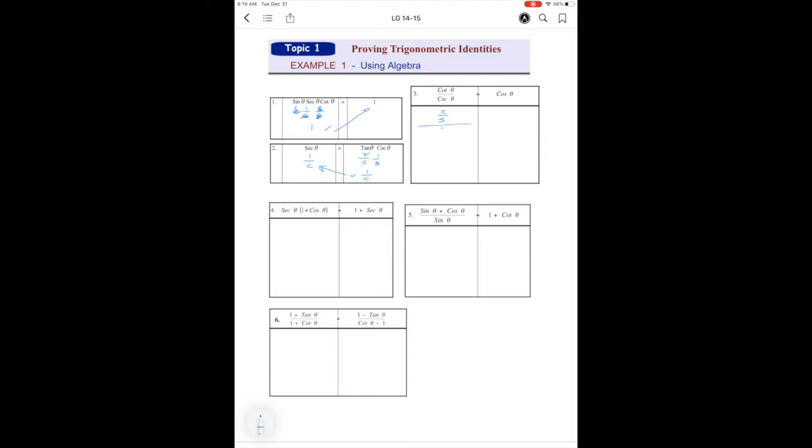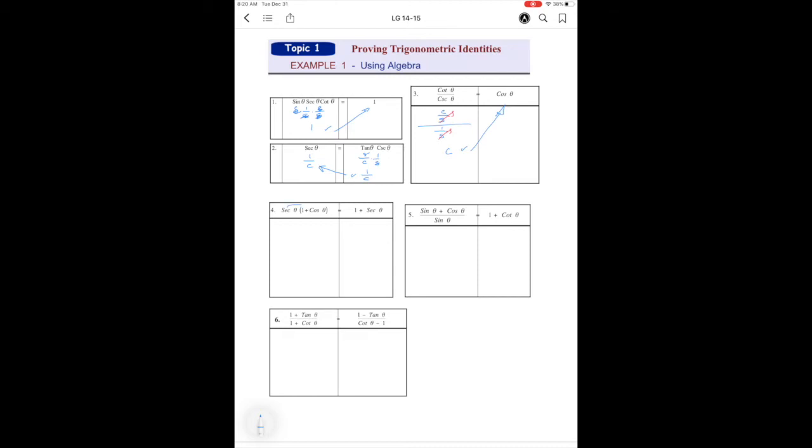So this one here, we have cot, which is C over S, divided by 1 over S. So now we have our complex fractions going on, so let's multiply by S. All right, so now we are left with C, check mark. See, there it is. I didn't have to do anything to the right side.